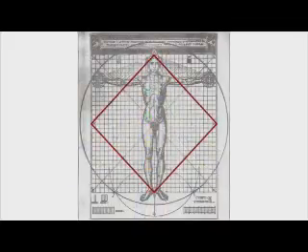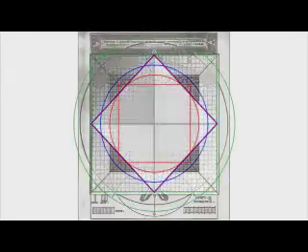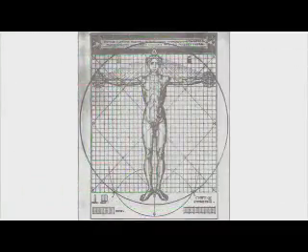This image also contains the diamond that perfectly contains the man from head to feet. This is the same image we saw in the consciousness chart, as well as the Great Pyramid. Further proof that this was what Vitruvius was demonstrating to us when he created this image.